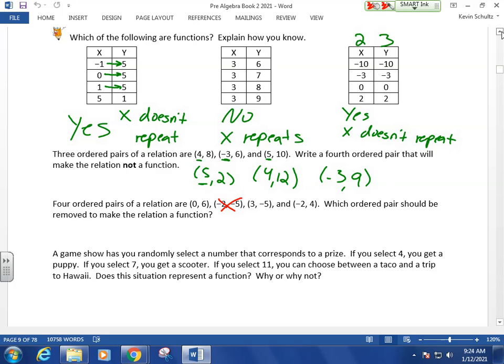Finally, a game show has you randomly select a number. So here we're looking at functions in a different context. A game show has you randomly select a number that corresponds to a prize. If you select 4, you get a puppy. If you select 7, you get a scooter. If you select 11, you can choose between a taco and a trip to Hawaii. I think we all know what we're going to pick, the taco. Yeah. Does this situation represent a function? Why or why not?